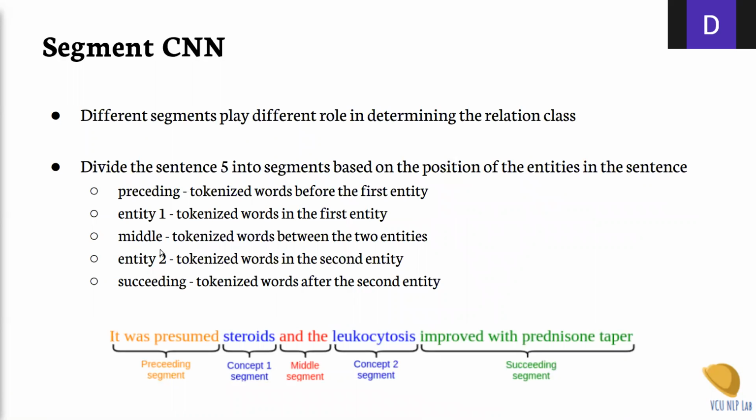The next CNN model is segment CNN. In the sentence CNN architecture, we saw each relation is represented by the entire sentence. But different segments of the sentence can play different roles in deciding the relation class. Therefore, here we divide the sentence into segments based on the position of the entities in the sentence, as shown in the example here. Based on where the entities are located in the sentence, we divide the sentence into the following 5 segments: preceding, entity 1, middle, entity 2, and succeeding segments.